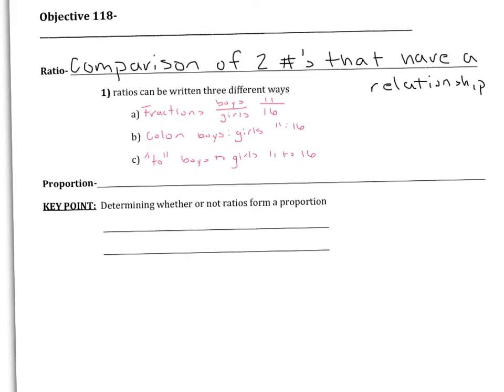A proportion is two equivalent ratios. So if a ratio is comparing two things like boys and girls, a proportion is two equivalent ratios. For example, Mr. Irwin's class has 5 boys and 10 girls. Miss Moran's class has 5 boys and 10 girls. So the ratio of boys to girls in my class is the same as the ratio of boys to girls in Mr. Irwin's class, and that would make them both proportional.